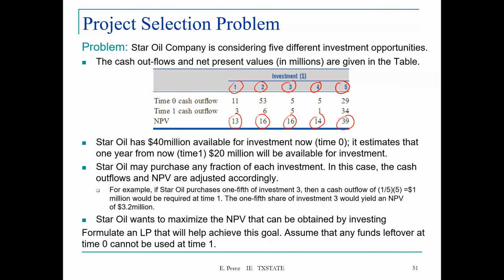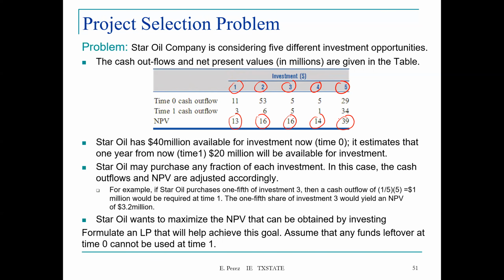So Star Oil has 40 million available for investment now at time 0. And it estimates that 1 year from now, time 1, 20 million will be available for investment. So right now we have 40, and then a year from now we will have 20. Star Oil may purchase any fraction of each investment. In this case, the cash outflow and net present value are adjusted accordingly.